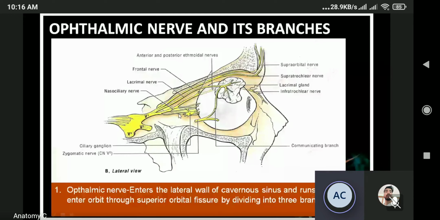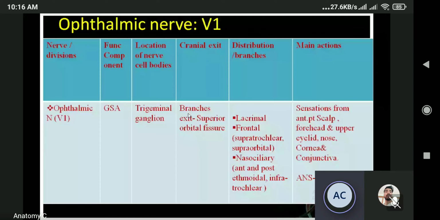Now this one is a table for you, the ophthalmic nerve. What you have to know is that the ophthalmic nerve is V1. It is a pure sensory one. So sensory, we have the general somatic afferent, because this ophthalmic nerve is carrying the sensation from the particular area of our face. From the trigeminal ganglia, the branches exit out through the supraorbital fissure. We have the three main branches: lacrimal, frontal, nasociliary. Supratrochlear and supraorbital are the two branches of the frontal nerve. Anterior ethmoidal, posterior ethmoidal, and infratrochlear are the three branches of the nasociliary nerve.